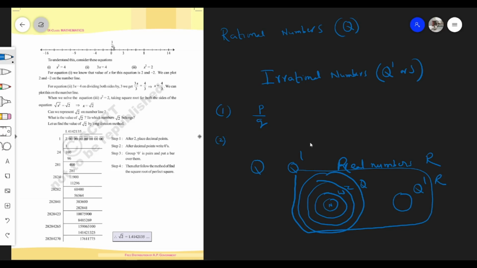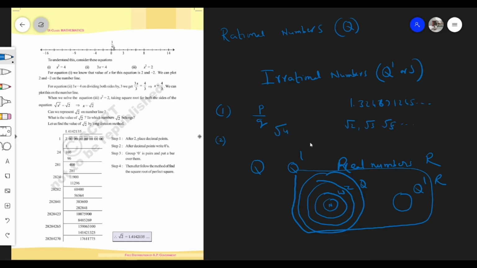What is an irrational number? Tell it like this: those that can't be put in the form of p by q are called irrational numbers. An example: write 1.324671 and so on, randomly, without any repetitive nature, and put some dots to show that it is non-terminating. It becomes an irrational number. To be more precise, you can give the examples of the square root of 2, square root of 3, square root of 5.